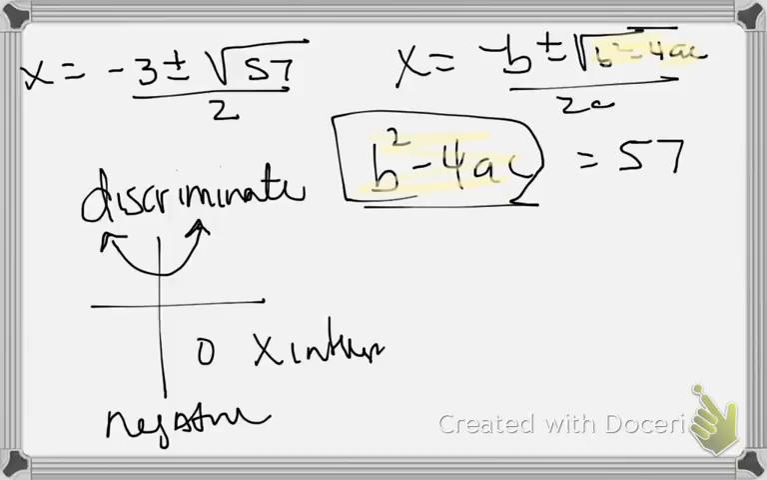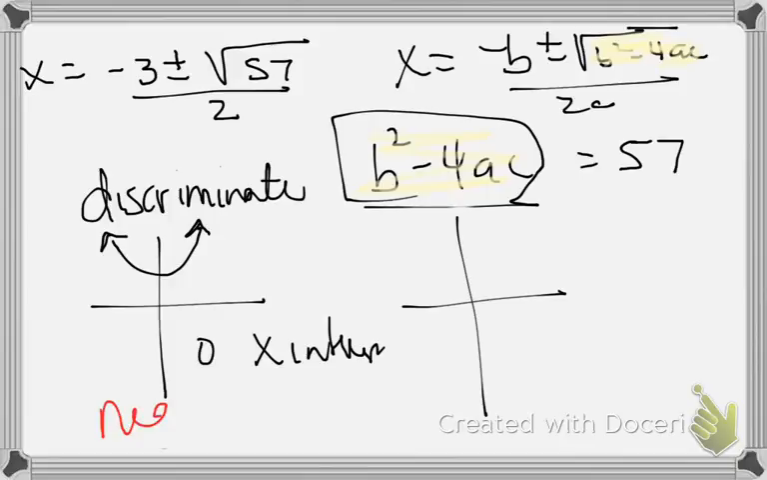Okay, if the discriminant, that's what this is, is negative, let me rewrite this so you can see a little better. If the work comes out and it's negative, let's try different colors. If the answer is a negative number, then it's 0 x-intercepts, because there's not one.